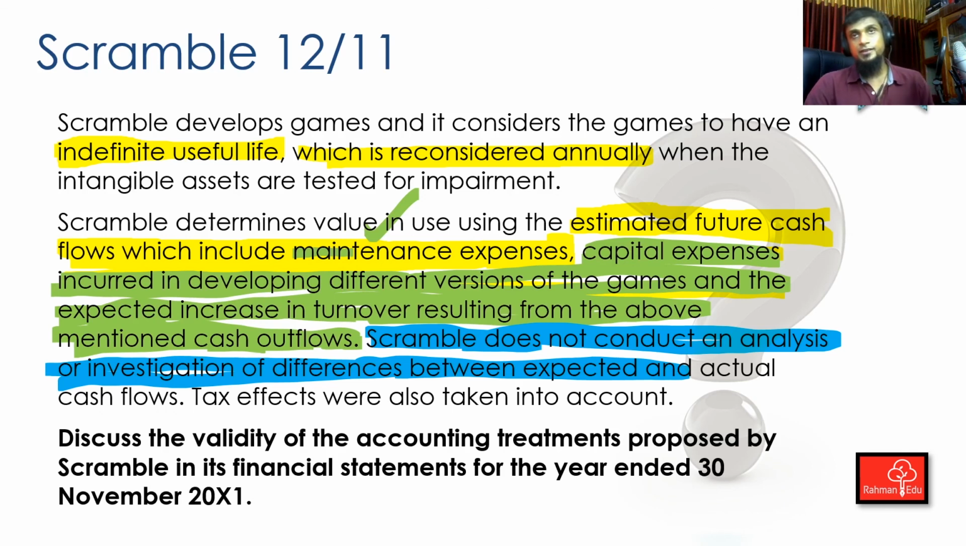Thank you very much. So Rusho said, the cash flow that we take for value in use calculation should be before tax, and the discount rate also should be before tax. So Scramble is wrong on this particular issue.